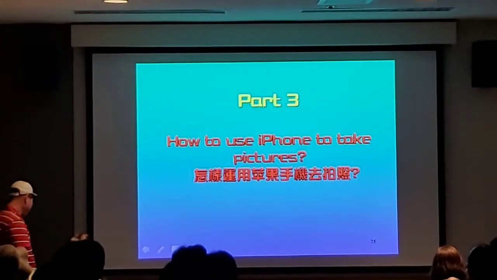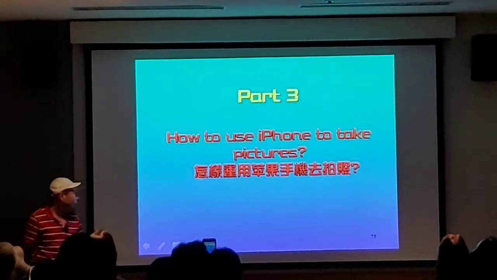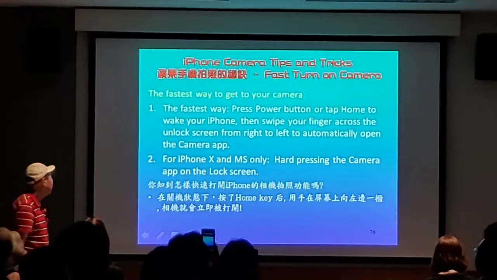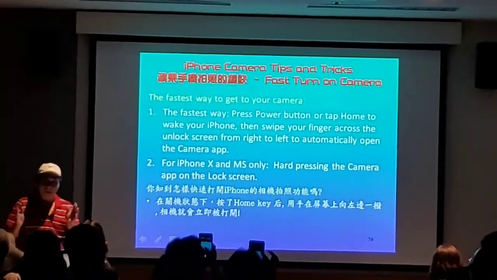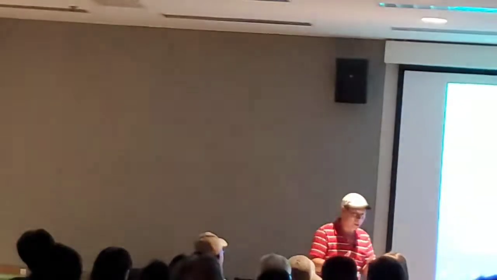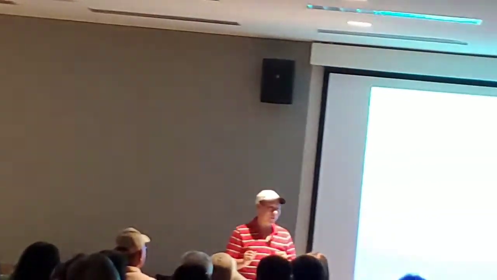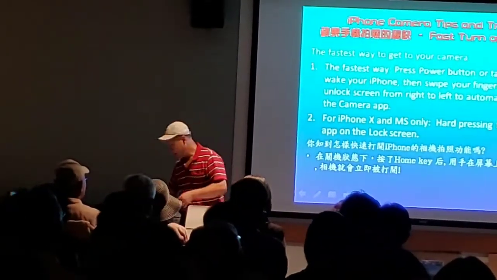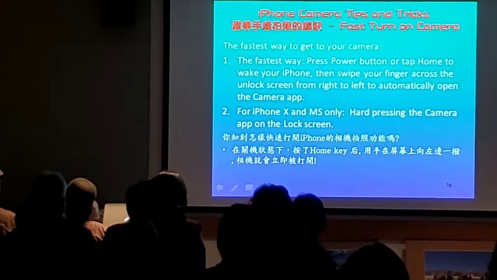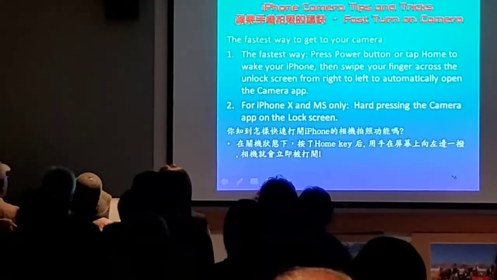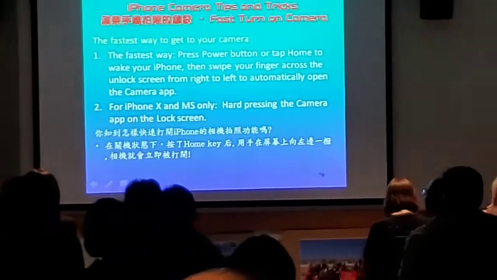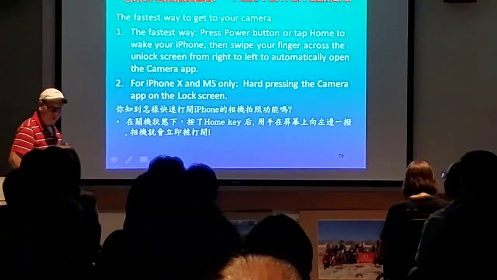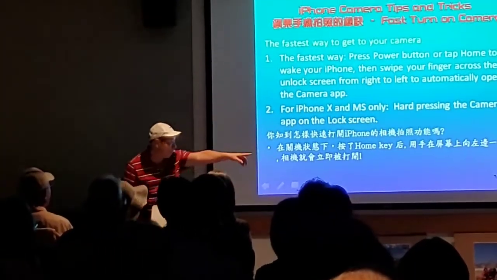Part 3. Now, how to use your cell phone, your iPhone, to take pictures. A lot of times, when you see something interesting, you want to snap it, right? You want to take a picture of that. So if you have your phone in idle, in sleep mode, you put it in a pocket and see something very interesting on the screen.